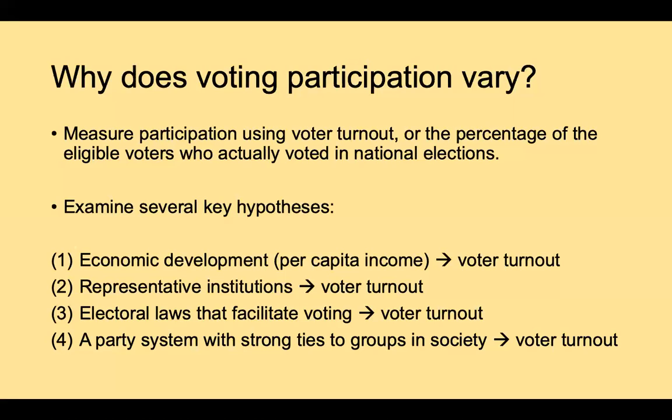And then, of course, the other side of all of these hypotheses would work the other way. So less developed countries should have lower levels of turnout. Countries with less representative institutions should have lower levels of turnout. Countries without electoral laws that facilitate voting, that is, countries that lack holidays for voting and that lack mandatory voting laws, should have lower levels of turnout. And then finally, countries with less connected or less well-established or socially based party systems should have lower levels of turnout.